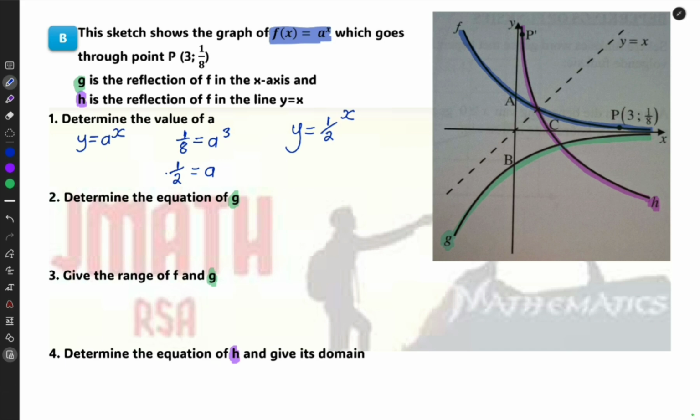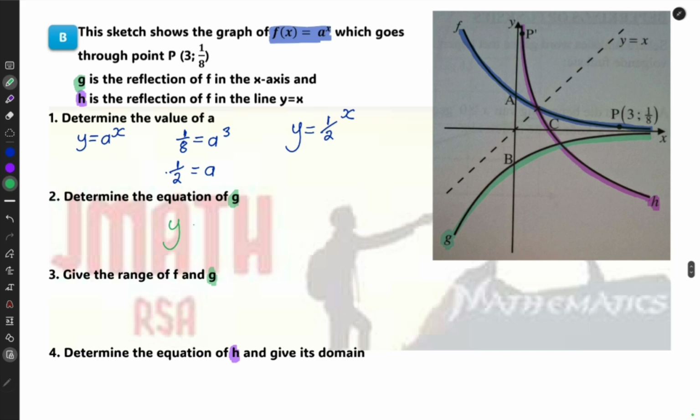Determine the equation of g. Okay, the green graph, and if I look at the info given up top, it says g is the reflection of f in the x-axis. Now remember what we said at the beginning of this video. If you reflect in the x-axis, you put a minus in front of the entire function, or a minus in front of y, and you move it over. So this would then be y is equal to a half to the power x.